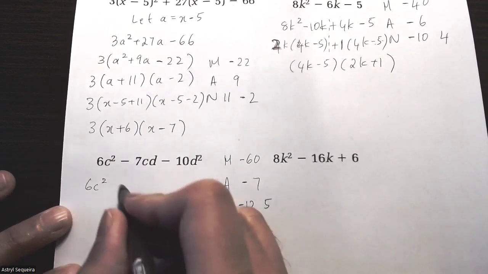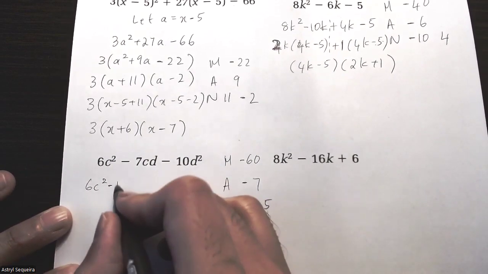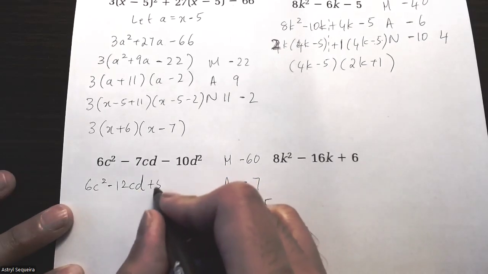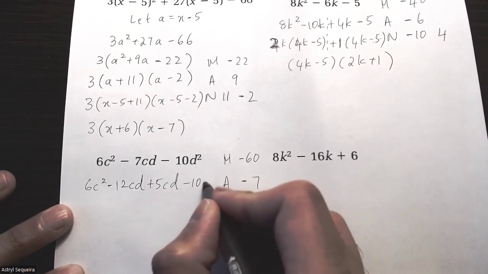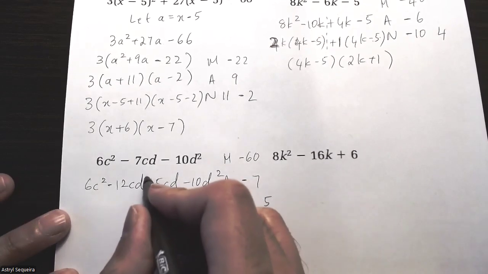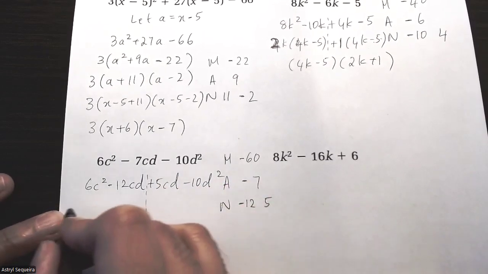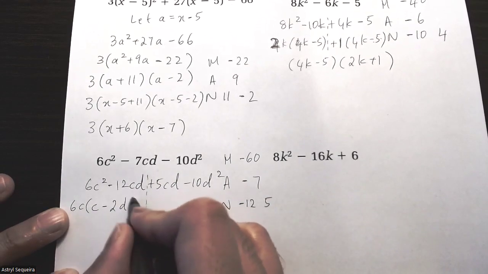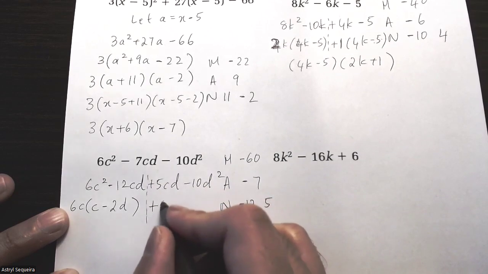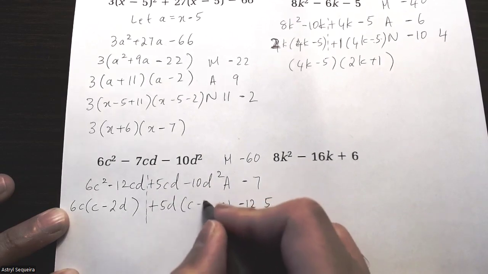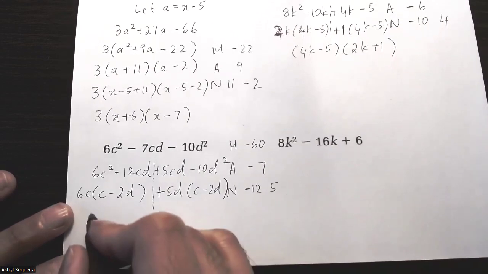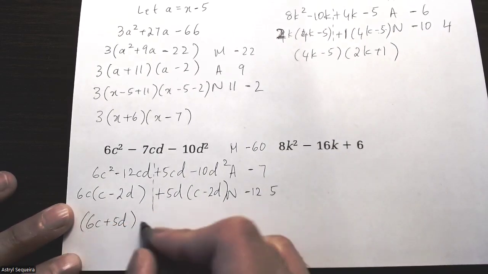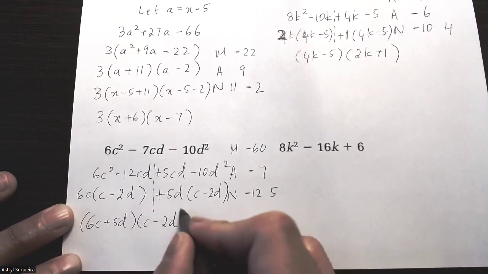So 6c squared minus 12cd. Make sure you include both letters there. Plus 5cd minus 10d squared. I'm going to factor by grouping. Common factor here is 6c, left with c minus 2d. Common factor here is 5d, left with c minus 2d. So final solution is 6c plus 5d, c minus 2d.